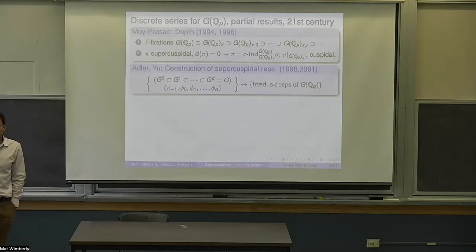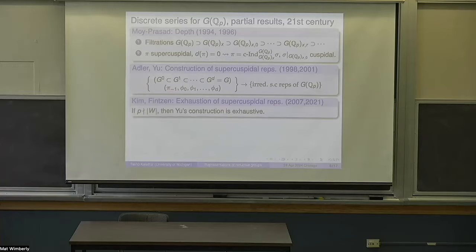Now, a construction is very different from classification. And so how do you go from construction to classification? The first question is to wonder, does this construction produce all representations, or maybe some of them? That's the question of exhaustion, which was studied by Ju-Lee Kim and by Jessica Fintzen, the second result being just a few years old. And they proved, and this is Fintzen's stronger formulation, that if p does not divide the order of the Weyl group, then yes, Yu's construction produces all supercuspidal representations of arbitrary depth. Very good. So we're getting closer to classification.